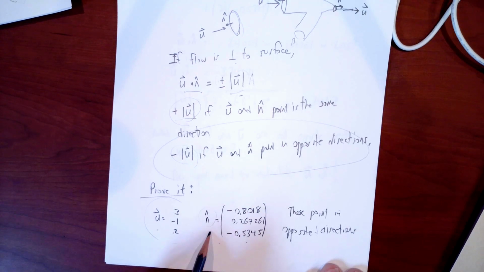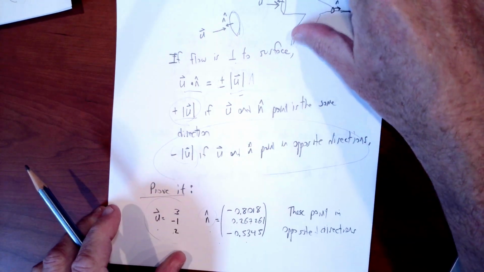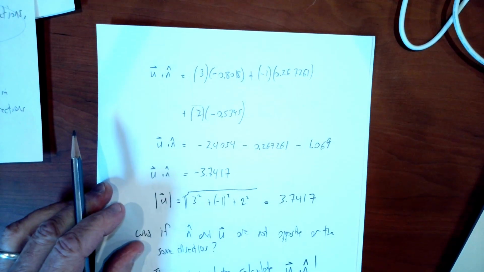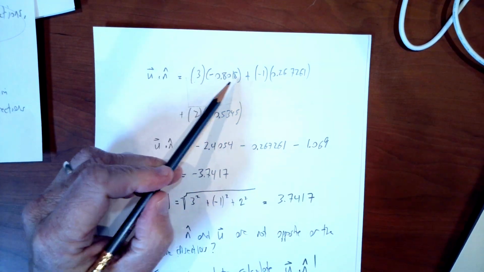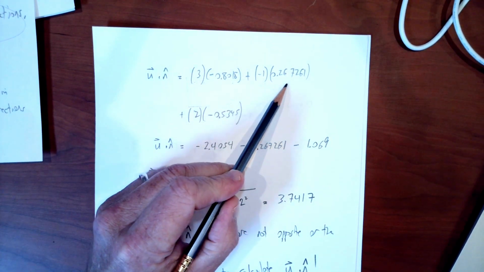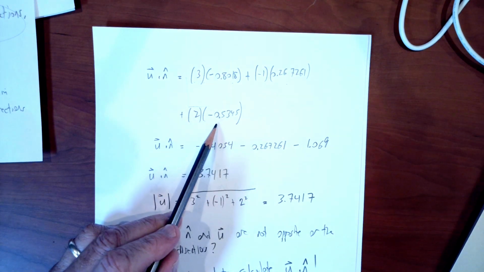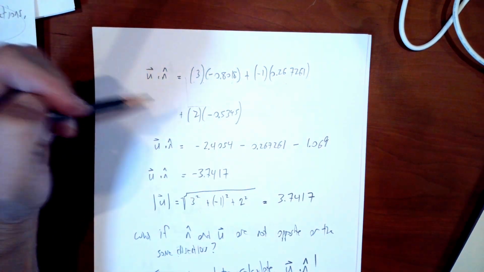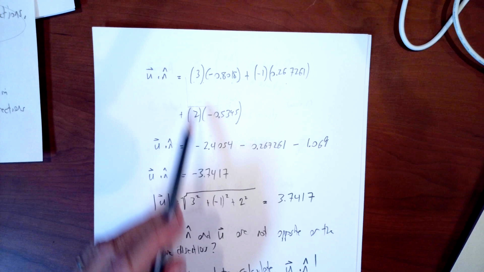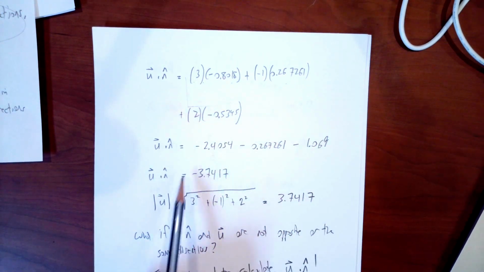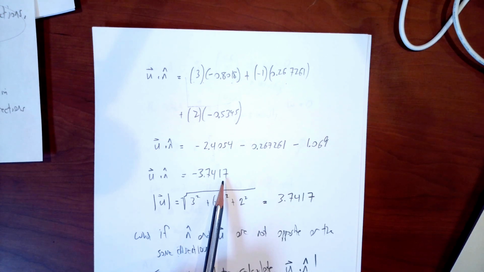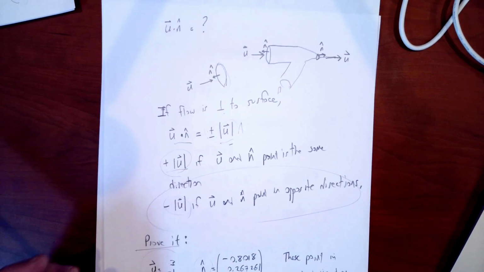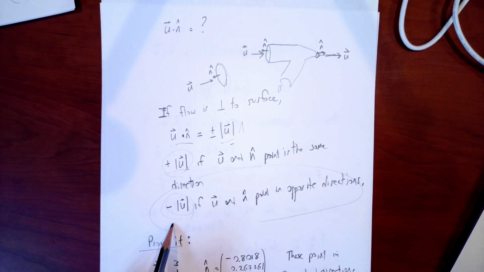So we're going to dot U dot n, and we're going to see what we get here. Here's your dot product: first element times x plus y element times y element plus z element times z element. That gives you your dot product. When I do the dot product, you take all these numbers, add them all up, and you get negative 3.7417. That's my dot product. I have claimed that if they're pointing in the opposite direction, the dot product should be the negative of the magnitude.